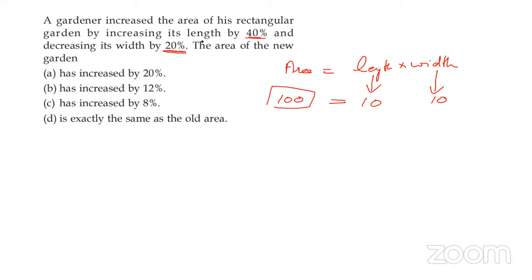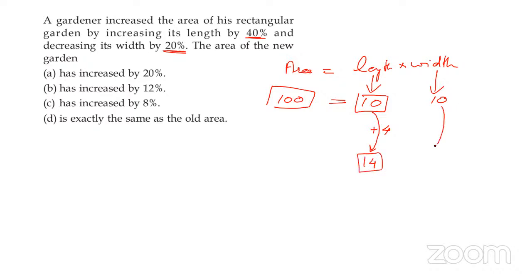Now, what is the new length? It's given the length is increased by 40%. So the current length is 10. It is increased by 40%. Means what is 40% of 10? It's same as 4 into 1, that is 4. Right? 40% of 10 is equal to 4. So it's increased by 4, that becomes 14 is the new length.